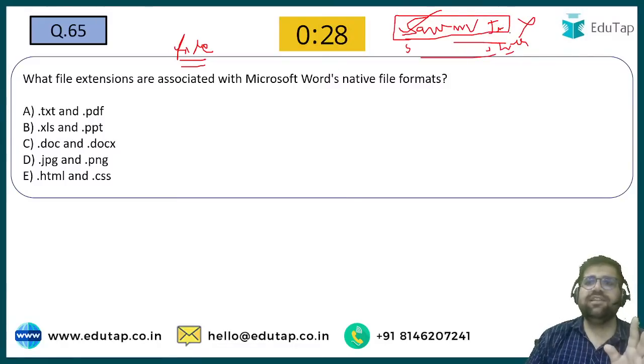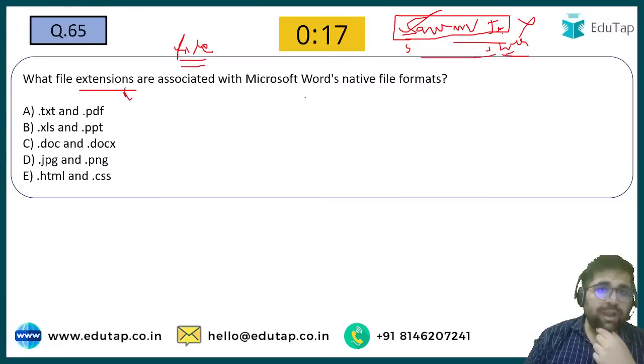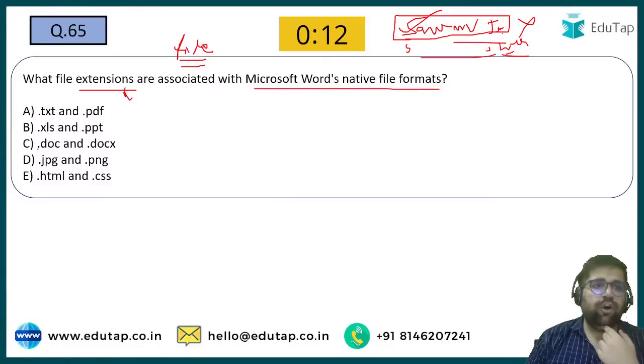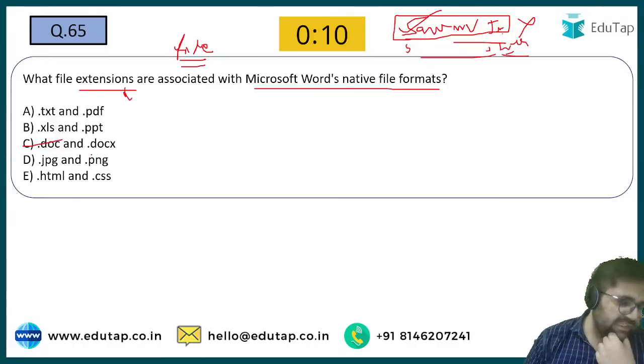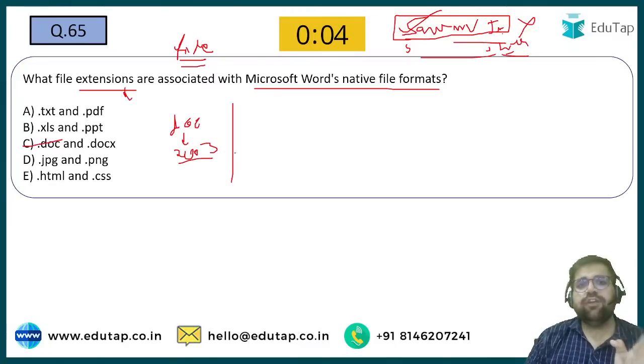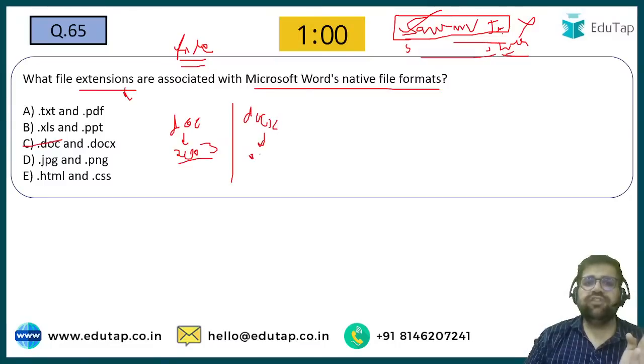In the same manner, these Jain or Sharma are nothing but the surname. In the same manner, we have different extensions. Extensions are nothing, these are just the surnames of the files. Now, for Microsoft Word, the native file format will be doc and docx. So the answer will be C. Now, doc is used for versions up to 2003. But after 2003, in the 2007 version, if I'm not wrong, we are using docx. I hope this much is clear to you.